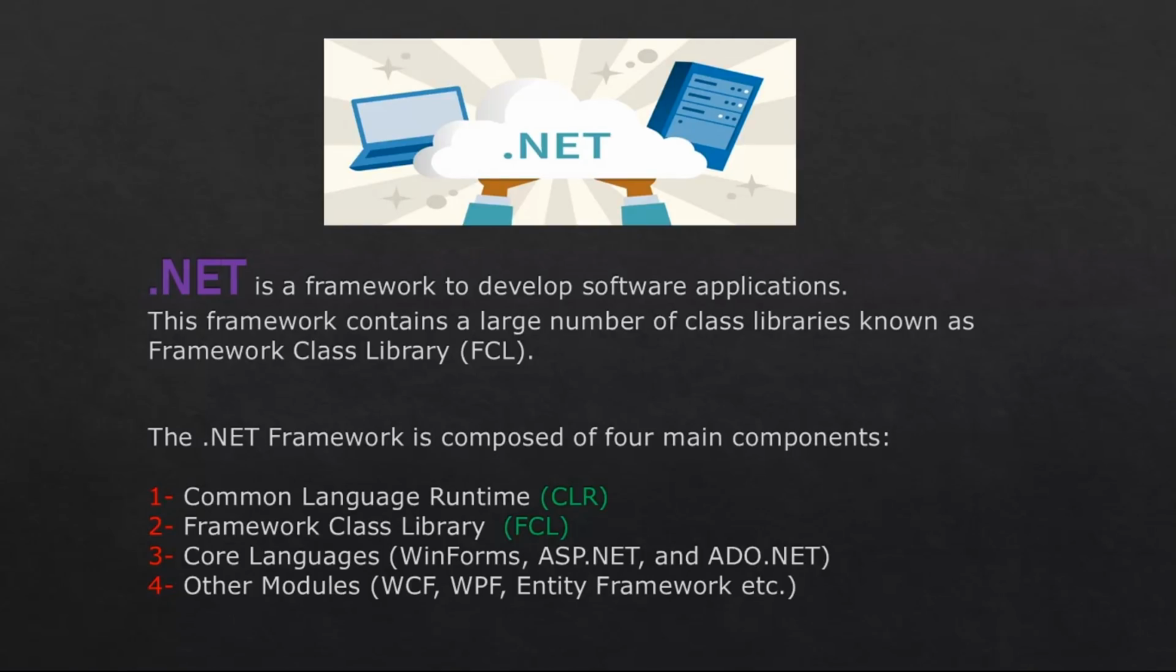This framework contains a large number of class libraries, known as the framework class library. The .NET framework supports more than 60 programming languages, such as C#, F#, VB.NET, etc. So now we understand what is C# and what is .NET.